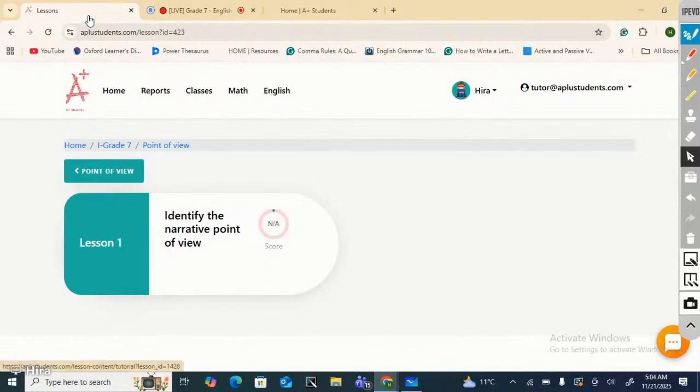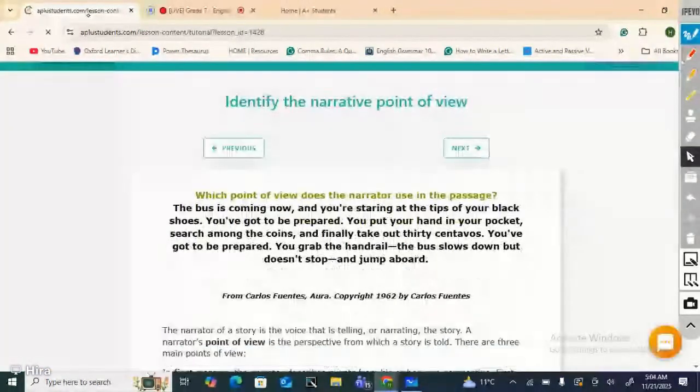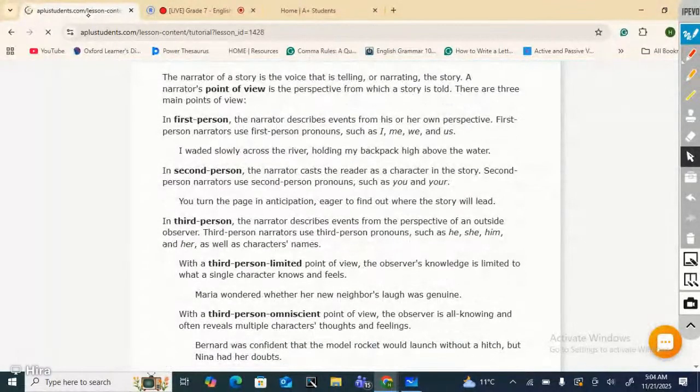There is just one lesson, and its name is Identify the Narrative Point of View. We are going to discuss the narrative point of view, and we will identify it later in the test.